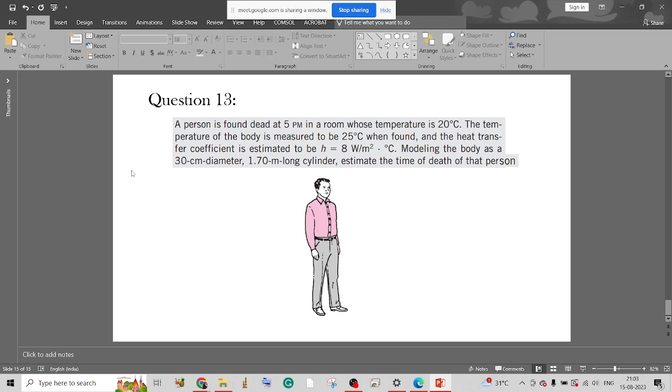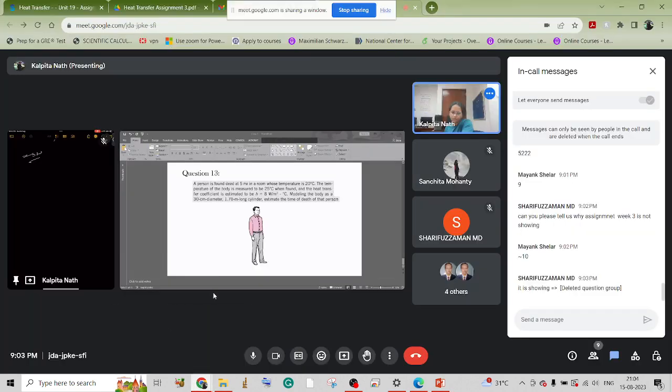It is a very easy question. You don't need more than 3 to 4 minutes to solve this. Okay, you solve. I'm coming in 2 minutes. Solve it fast.